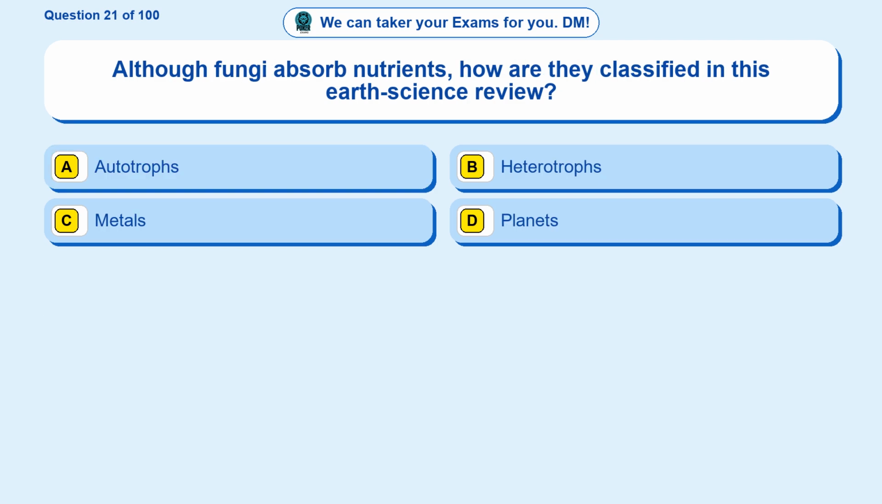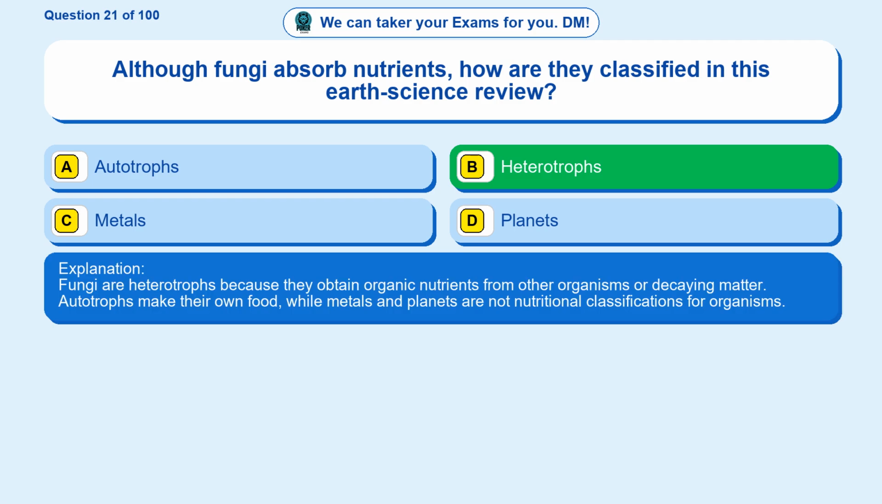Question 21. Although fungi absorb nutrients, how are they classified in this Earth Science Review? Option A. Autotrophs. Option B. Heterotrophs. Option C. Metals. Option D. Planets. The correct answer is option B. Heterotrophs. Fungi are heterotrophs because they obtain organic nutrients from other organisms or decaying matter. Autotrophs make their own food, while metals and planets are not nutritional classifications for organisms.